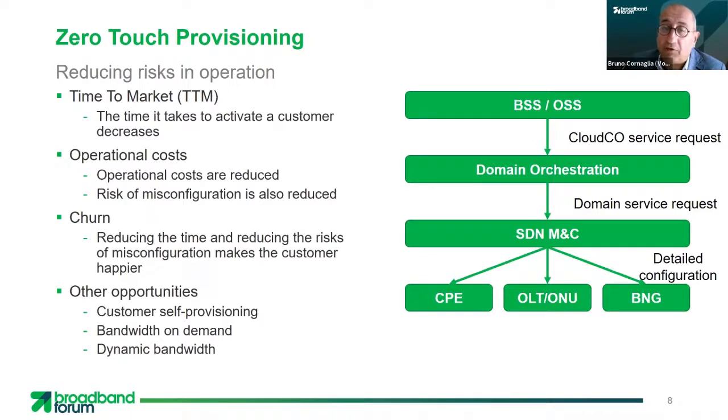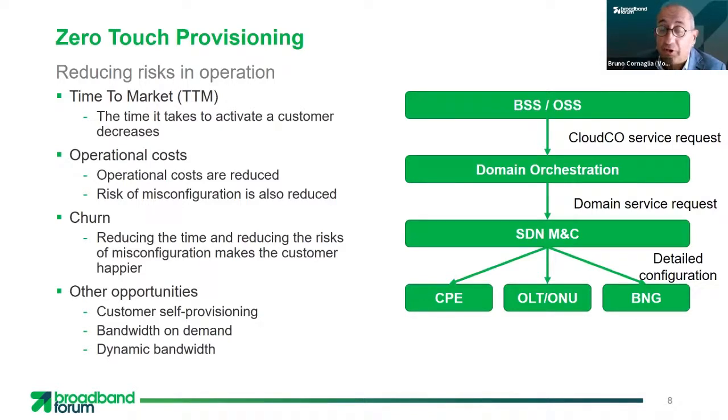We have operational cost reduction due to human resources, as I said before, that will be reduced. But there is also another important value, that is the risk of misconfiguration, that is also reduced, because at the end, by automatizing the entire process that you can see on the right part of the slide, you can obviously reduce the risk of having misconfiguration errors, and so making the customer happier.